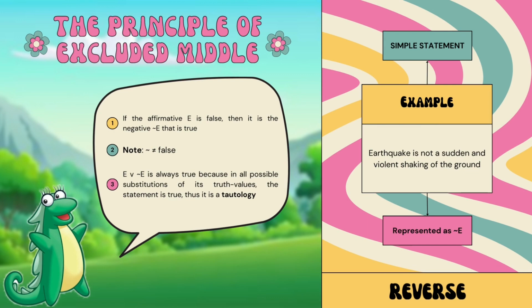If the affirmative E is false, then it is the negative not E that is true. Note that when you see the negation sign before a statement, it does not necessarily mean the statement is false. A negated statement can be true or it can be false. In short, E or not E is always true because in all possible substitutions of its truth values, the statement is true, thus it is a tautology.